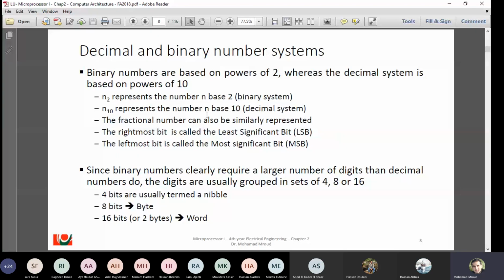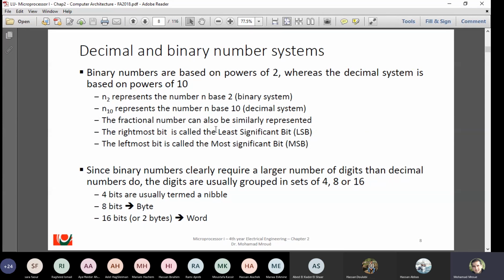Now, binary numbers are based on powers of 2, whereas the decimal system is based on powers of 10. Okay, so when I write 5 here, it is 5 times 10 power 0. If I write 15, it is 1 times 10 power 1 plus 5 times 10 power 0 and so on. So n base 2 represents the number n in base 2, index 2 meaning the binary system. n index 10 represents the number n in base 10, the decimal system. The fractional number can also be similarly represented.